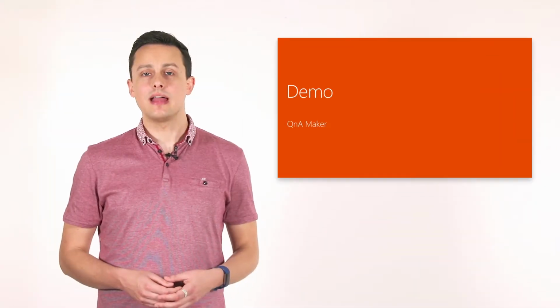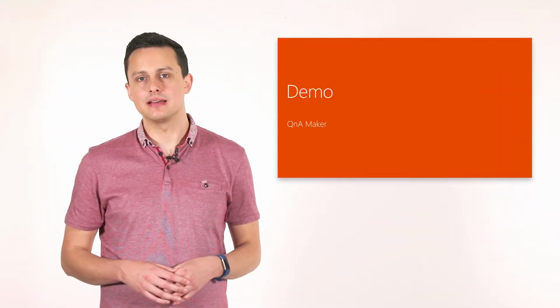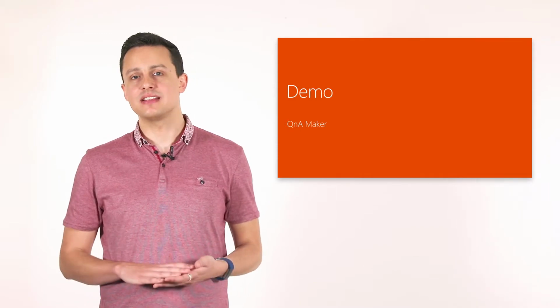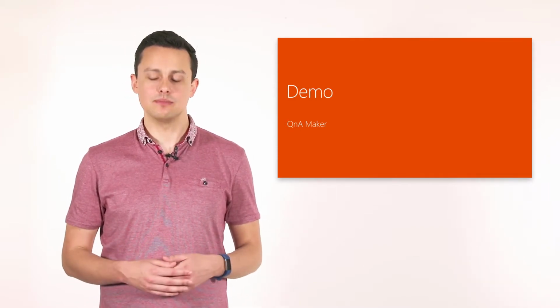So we just saw how easy it is to use QnA Maker to add simple question and answer functionality to an existing bot. We're now going to continue our discussion and explore the search APIs that are available through Microsoft's Cognitive Platform.